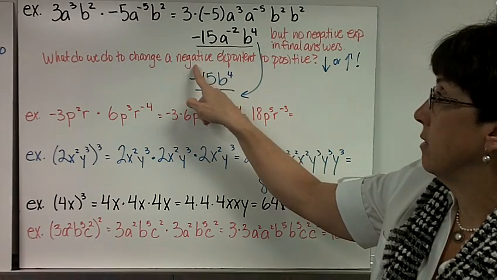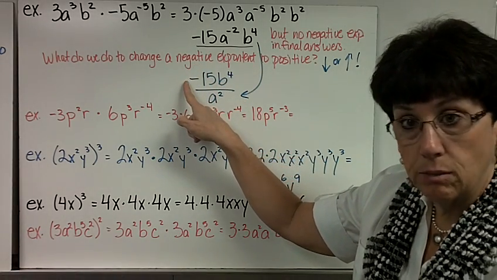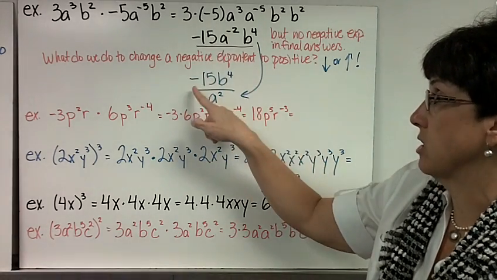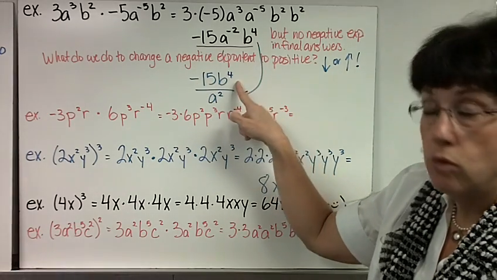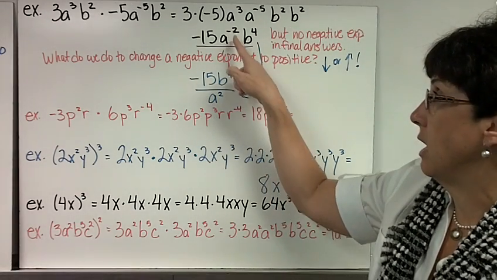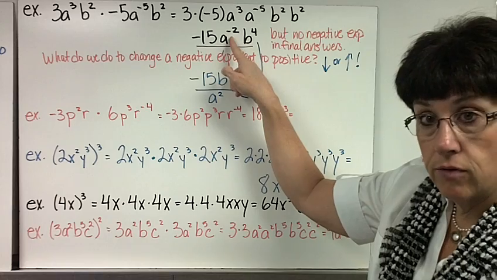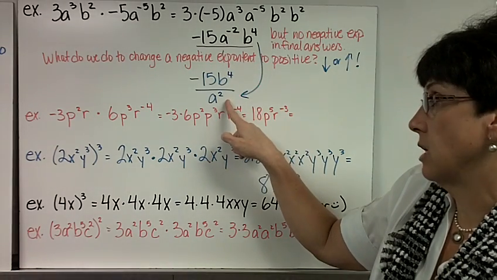So I'm going to rewrite it. Negative 15 would have a positive exponent. It stays in the numerator. B to the fourth stays in the numerator. The only thing I have to move is the a to the negative 2. So that goes down in the denominator.